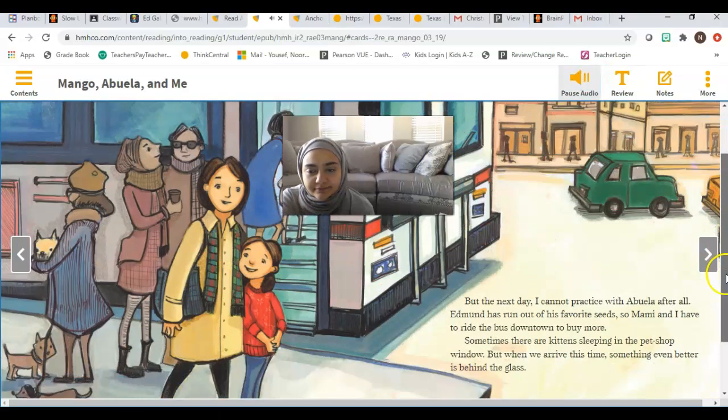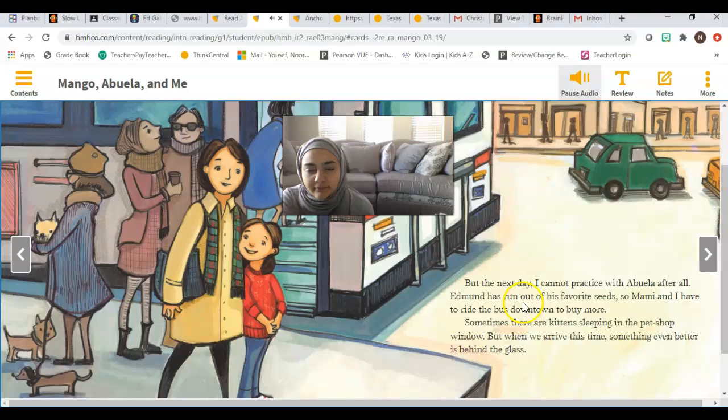But the next day, I cannot practice with Abuela after all. Edmund has run out of his favorite seeds, so Mommy and I have to ride the bus downtown to buy more. Sometimes there are kittens sleeping in the pet shop window. But when we arrive this time, something even better is behind the glass. Oh, I wonder what it is.